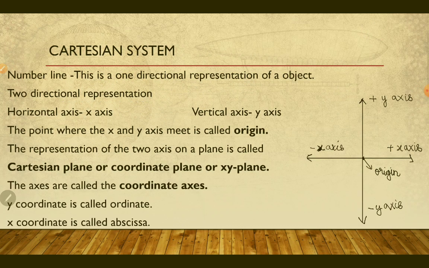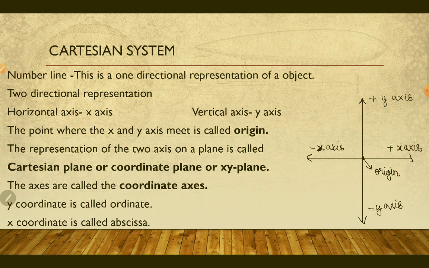Cartesian System. We have already learned number line in chapter number 1. This is a one-directional representation of an object. Two-directional representation is represented with two axes, horizontal and vertical axis. Horizontal axis is x and vertical axis is y. The point where the x and y axis meet is known as origin. The representation of the two axes on a plane is called Cartesian plane or coordinate plane or x and y plane.